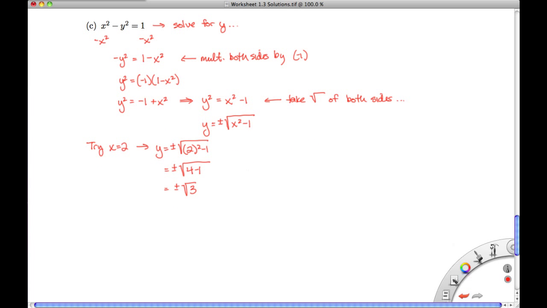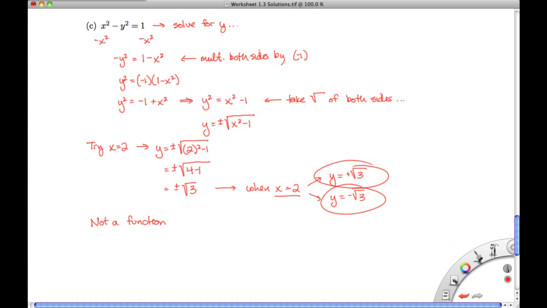So let's think about what this has actually told us. When x is equal to positive 2, this implies that y could be equal to positive square root of 3, or it could be equal to negative square root of 3. So we've got one x value going to two different y values, so this is not a function. For that reason, one x value goes to two different y values in this case.